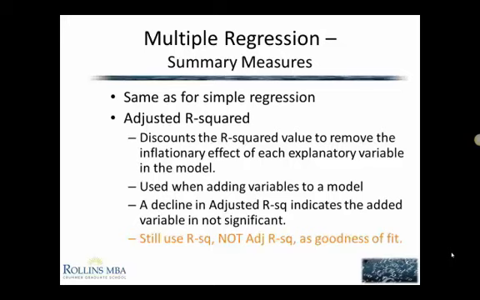And what the adjusted R-squared does is it discounts that R-squared value to remove this inflationary effect that takes place just because we have an additional variable. And it's useful when we are developing a model by starting out with one explanatory variable and then, let's say, sequentially adding one variable at a time, and we want to compare the impact of one model versus another. Because no matter what variable we add, it's going to make it look as though the model is better because our R-squared is going to increase.